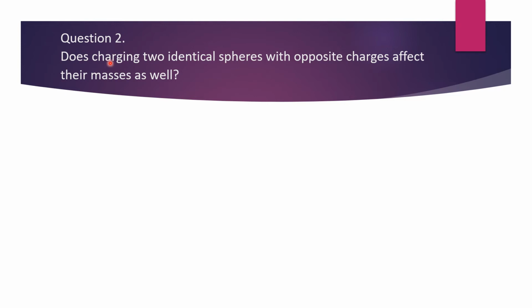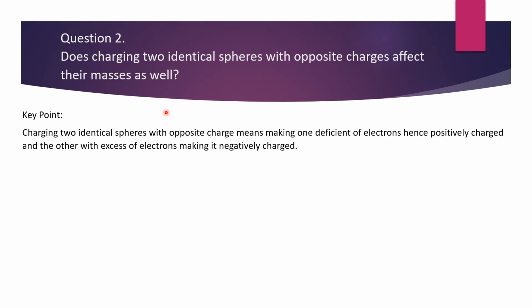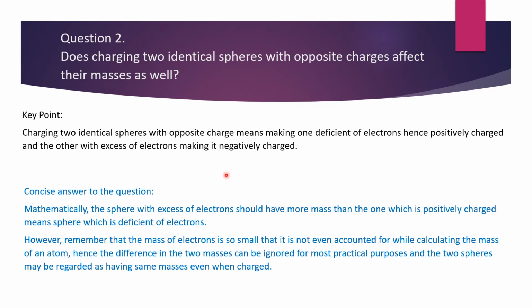Question 2. Does charging two identical spheres with opposite charges affect their masses as well? First, the key point. Charging two identical spheres with opposite charge means making one deficient of electrons, hence become positively charged, and the other with excess of electron, making it negatively charged. The concise answer to the question is, mathematically, the sphere with the excess of electrons should have more mass than the one which is positively charged, means sphere which is deficient of electrons.